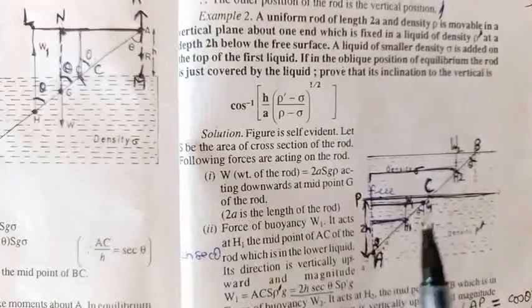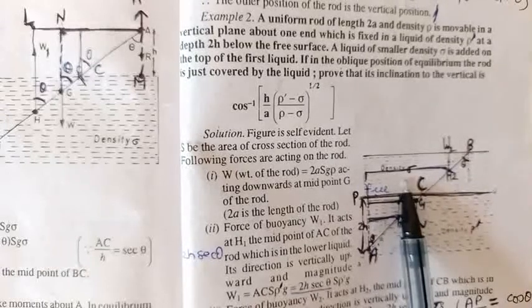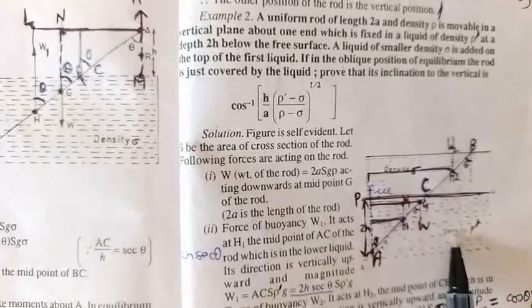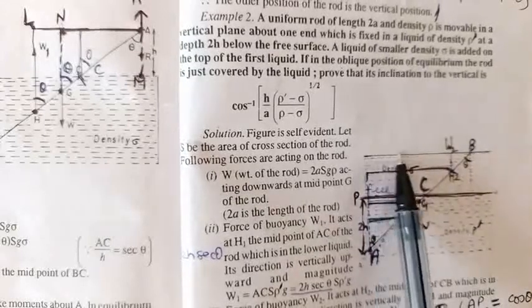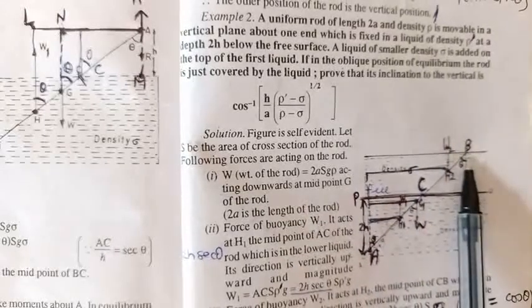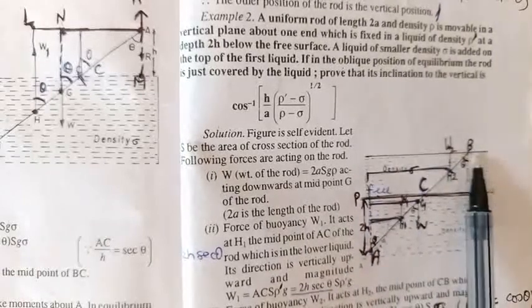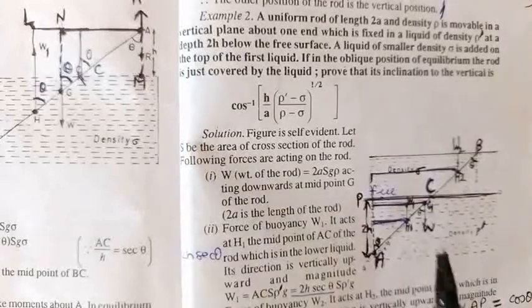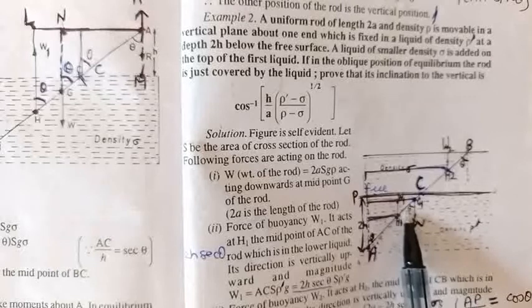Another liquid of density sigma is added on the top of this liquid. In the oblique position of equilibrium, this rod is just covered by the liquid, meaning the end B of the rod lies in the free surface of the upper liquid. We are to find the inclination of rod AB with the vertical. Let us take theta as the inclination of the rod with the vertical. So we are to find the value of theta.